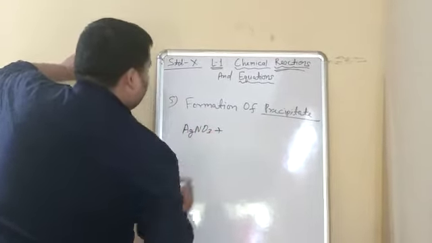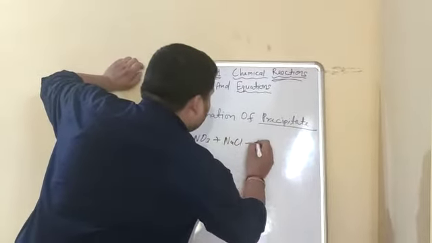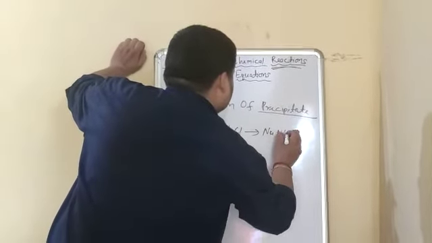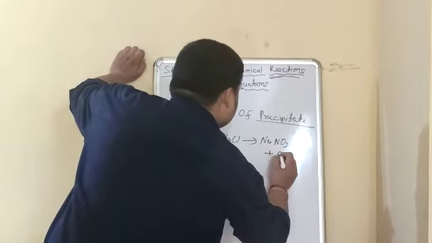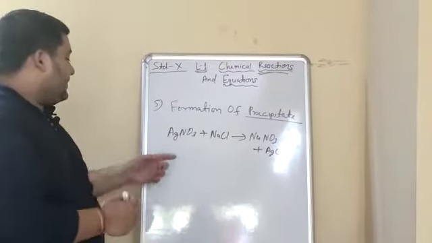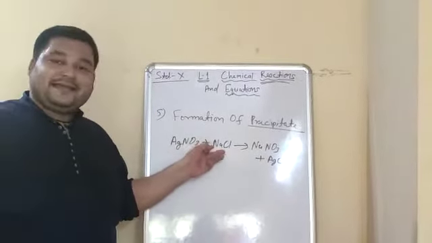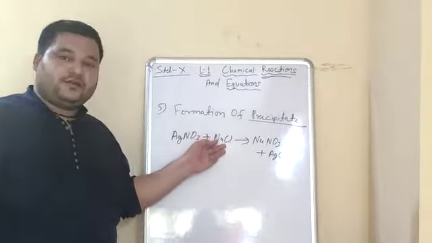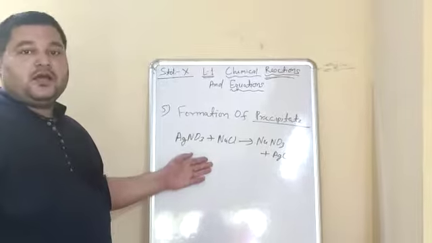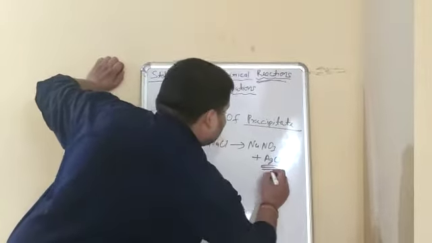For example, AgNO3, silver nitrate. When silver nitrate reacts with sodium chloride, sodium nitrate plus AgCl will be formed. Here AgCl, it is soluble in water. NaCl, sodium chloride, also soluble in water. But two soluble substances, two water soluble substances, when they react to each other, one insoluble substance will be formed.